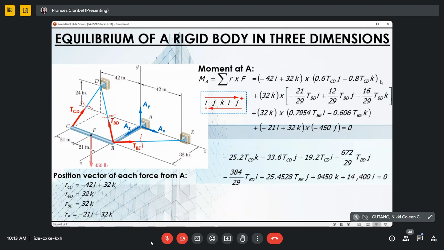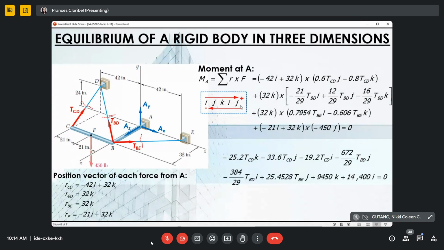That is for member CD. Next, for member BD. K times I, K, I is positive J. Since the magnitude is negative, it is negative 672 over 29 TBD J. Next, K times J. K, J is negative I. Both magnitudes are positive, so negative 384 over 29 TBD I. Next, K times K is 0.